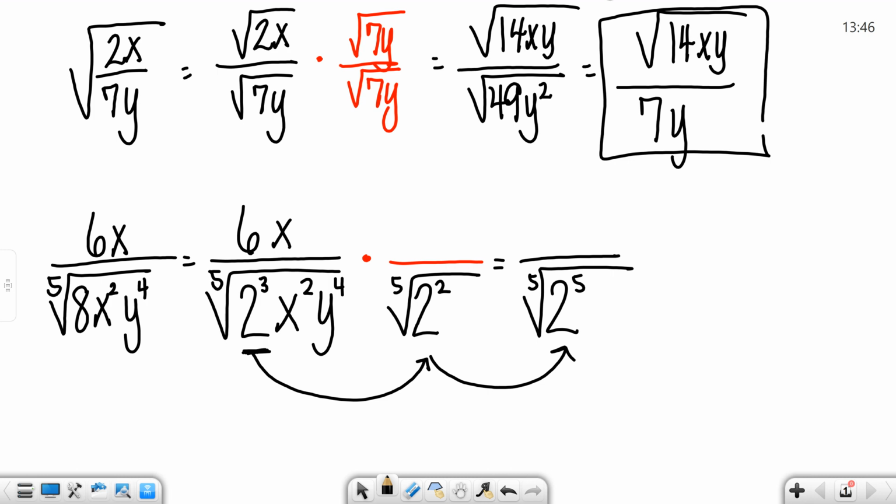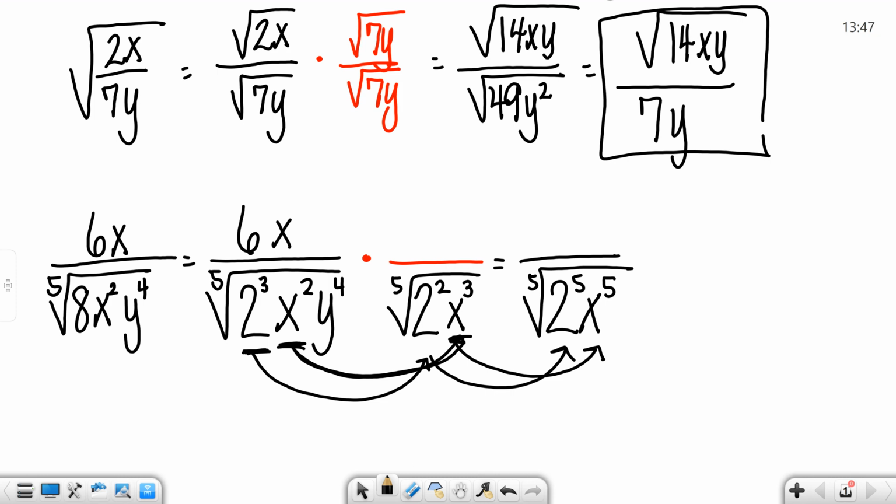All right, let's do the variables the same way. I have x squared here. I want it to be x to the 5th because I can take the fifth root of x to the 5th. So that means that I need to multiply by x cubed, so that when I multiply x squared times x cubed, I get x to the 5th.